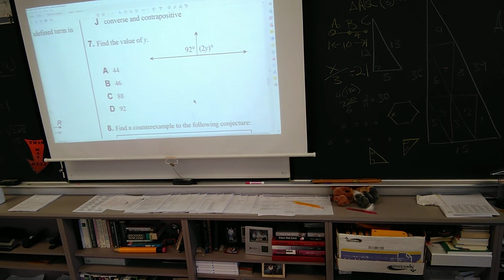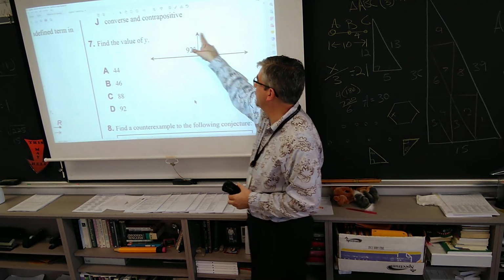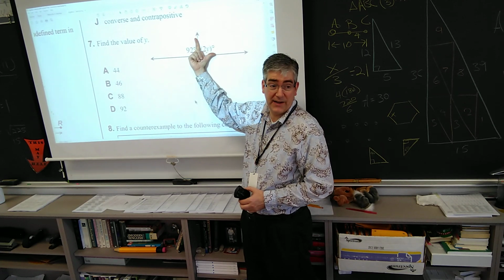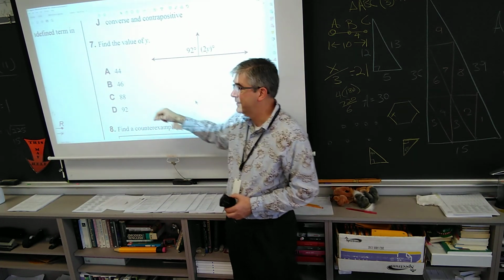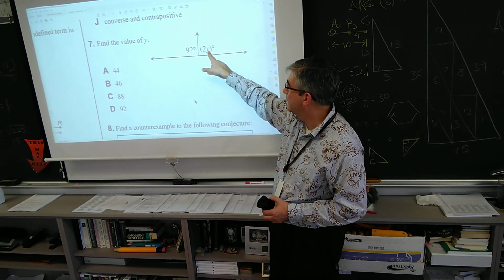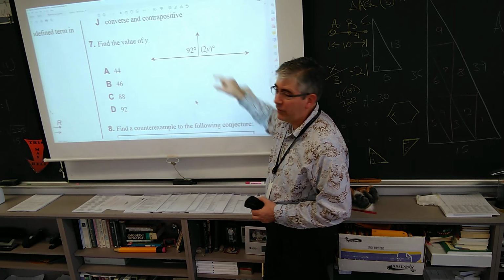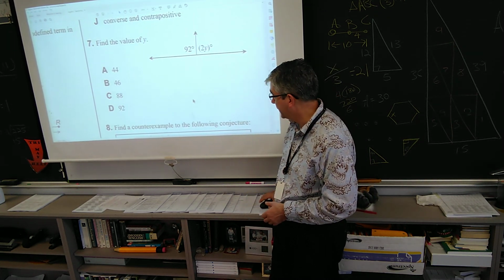Number 7. This was a tricky problem. Find the value of y. Most of you know these add up to 180. So if you got 92 here, then you need to have 88 here. And there's 88, so is that the right answer? It said 2y. So 2 times 44 is what we want there. You're not looking for that angle, you're looking for the value of y. So that was the trick part of this one.